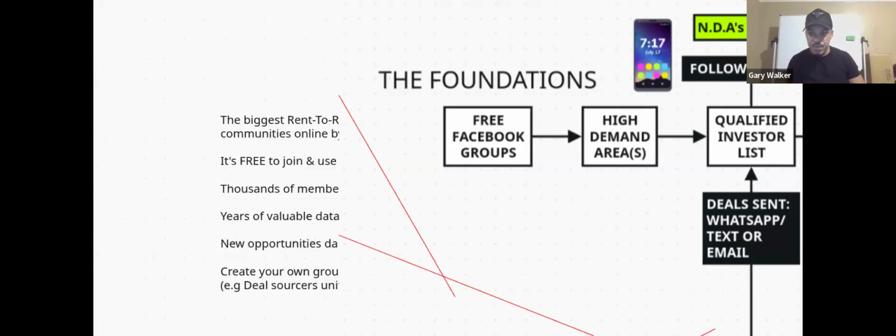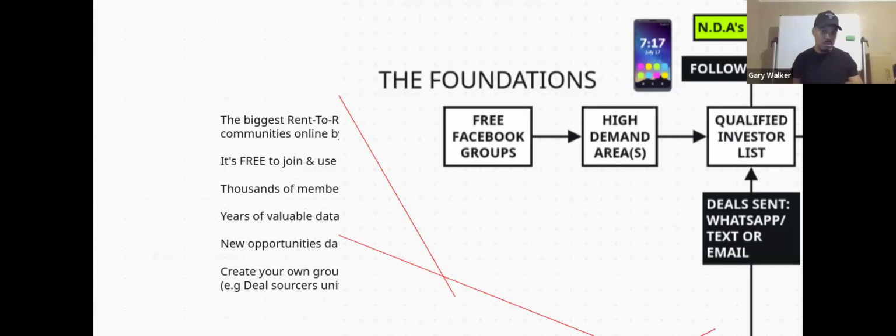You said rent to SA. Yes, there's lots of rent to SA groups, and rent to SA is short for rent to serviced accommodation. So it's another rent to rent deal. All of these abbreviations basically mean a rent to rent deal, but they're different types of rent to rent deal. So rent to serviced accommodation, rent to HMO, rent to social housing.